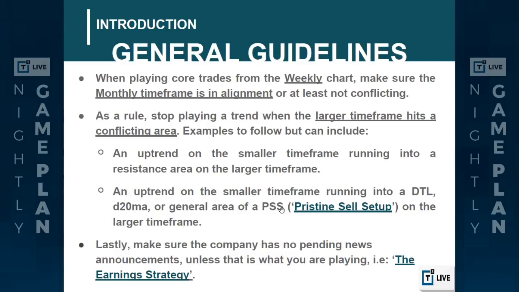As a rule, stop playing a trend when the larger time frame hits a conflicting area. Examples to follow but can include an uptrend on a smaller time frame running into a resistance area on the larger time frame, an uptrend on the smaller time frame running into a declining 20 or a downtrend line, or a general area of a pristine sell setup on the larger time frame.